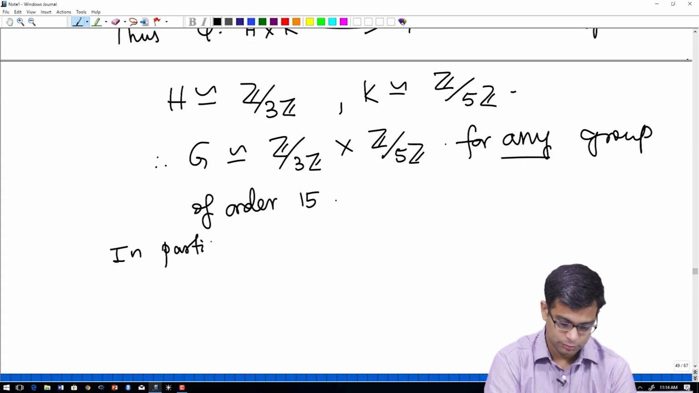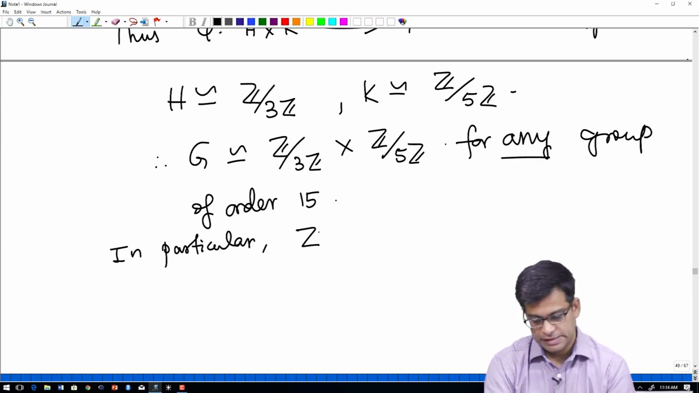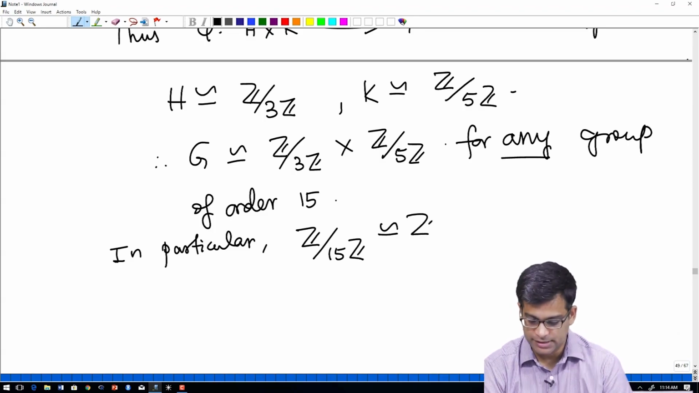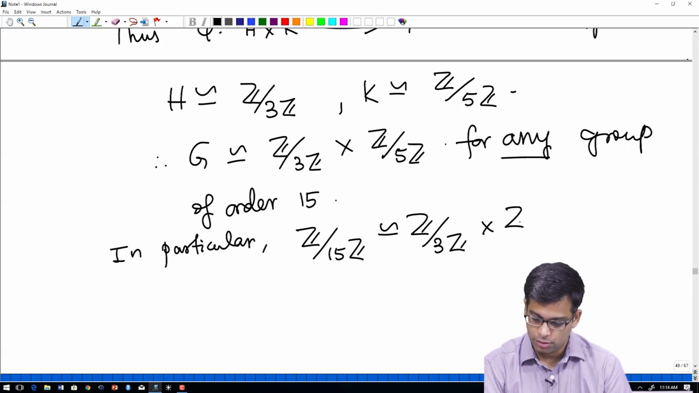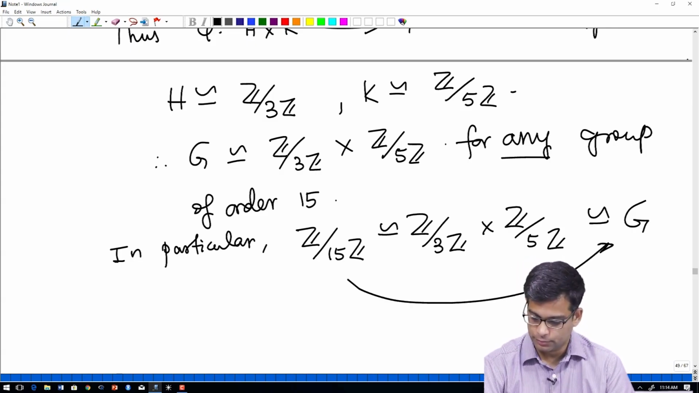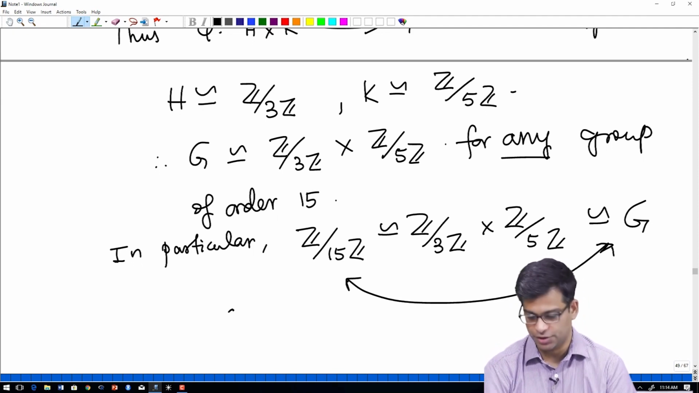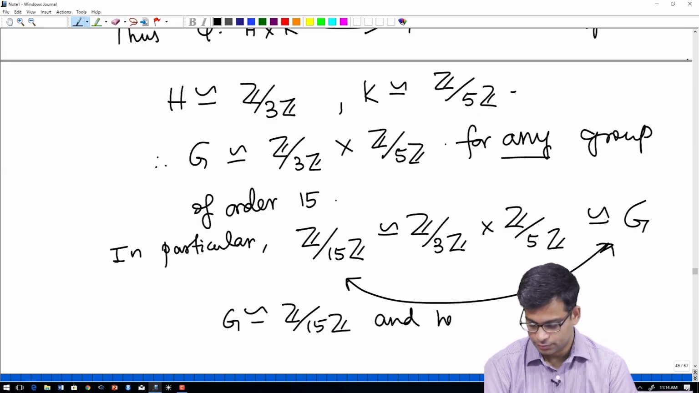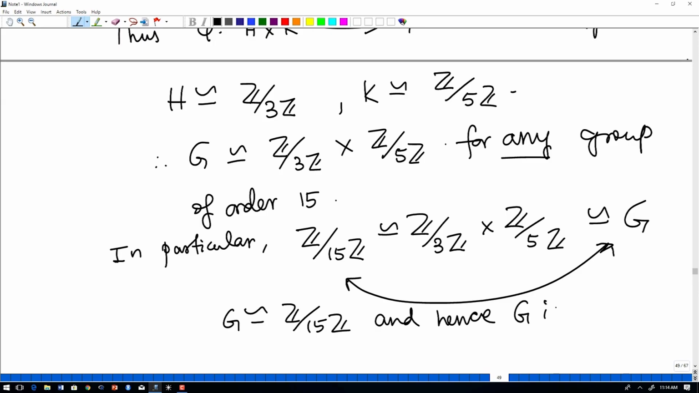So in particular, Z mod 15Z, which is a group of order 15, is isomorphic to Z mod 3Z cross Z mod 5Z, which is further isomorphic to any group of order 15. Isomorphism is a transitive relation. So G is isomorphic to Z mod 15Z, and hence G is cyclic. This proves the proposition. We showed that any group of order 15 is cyclic.